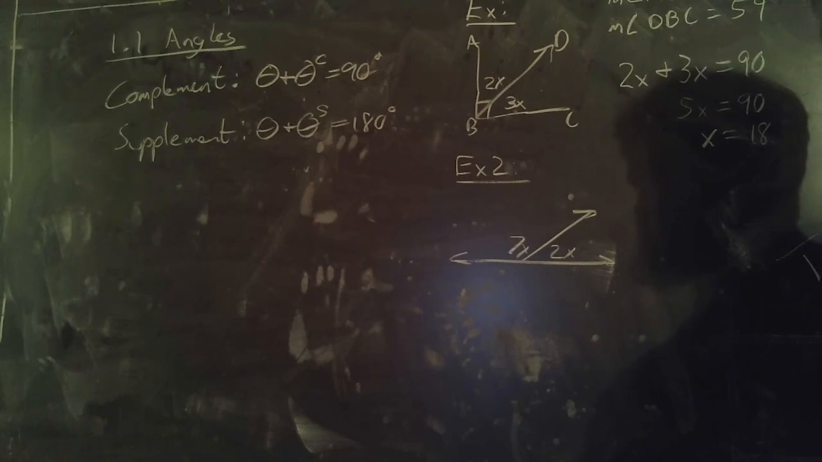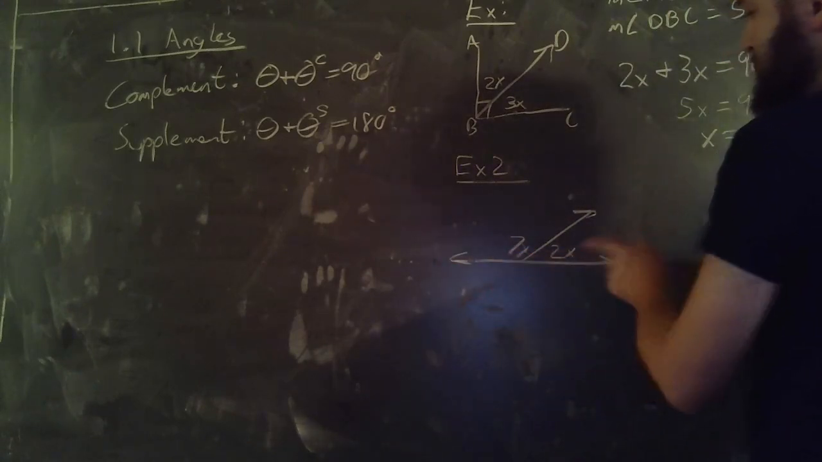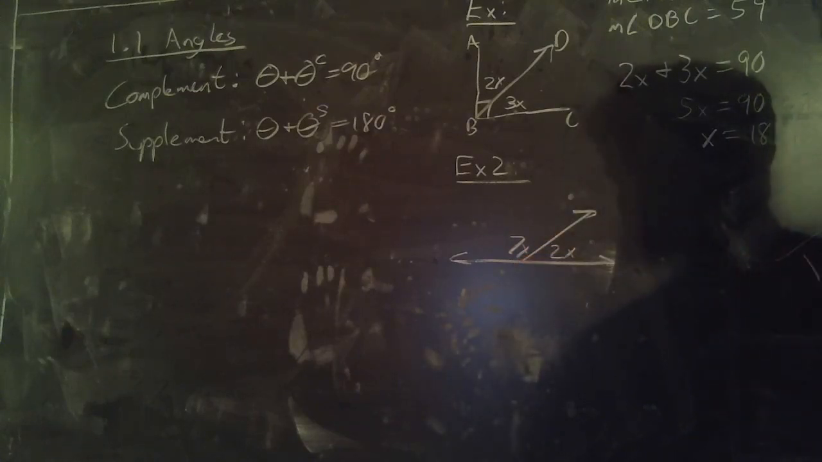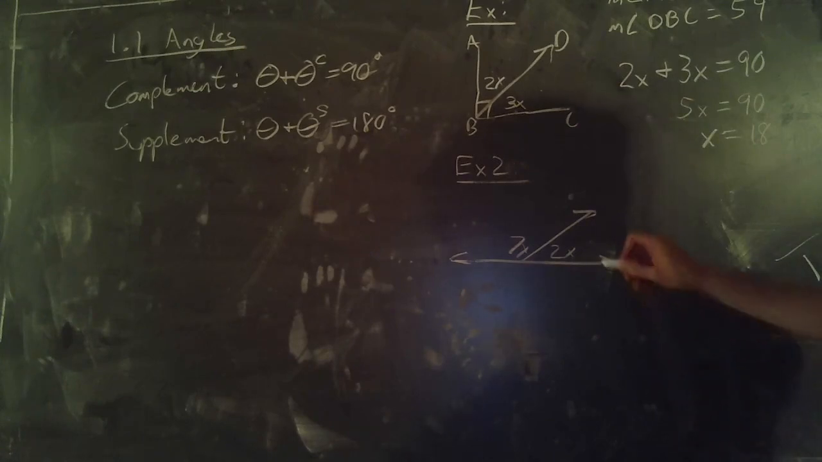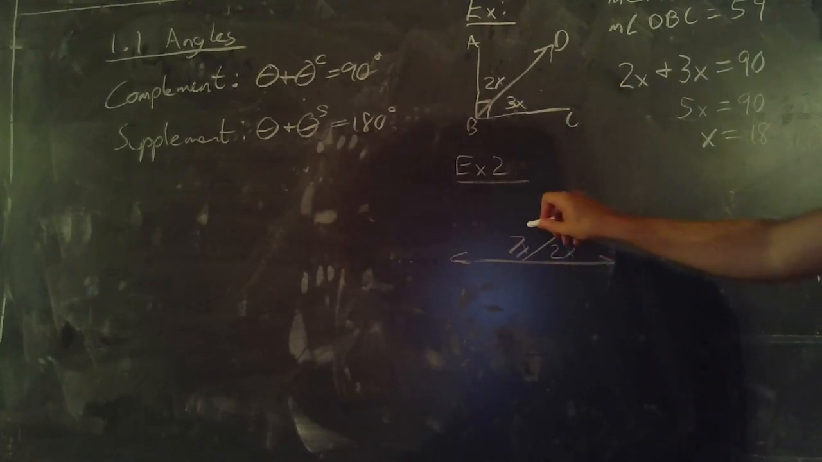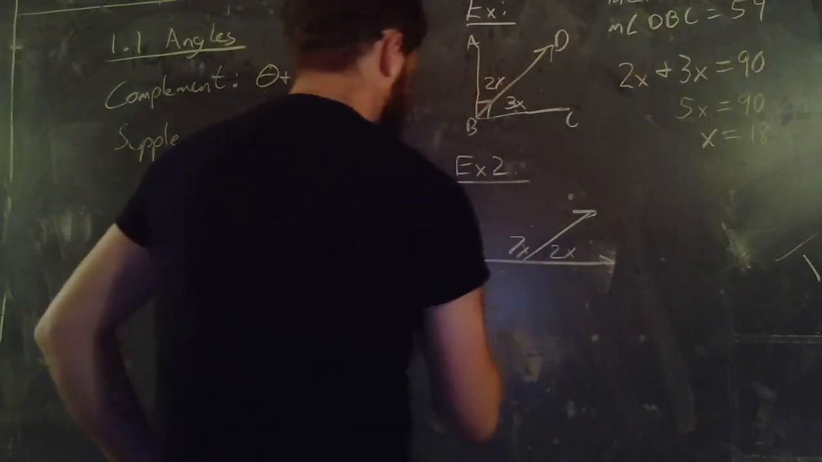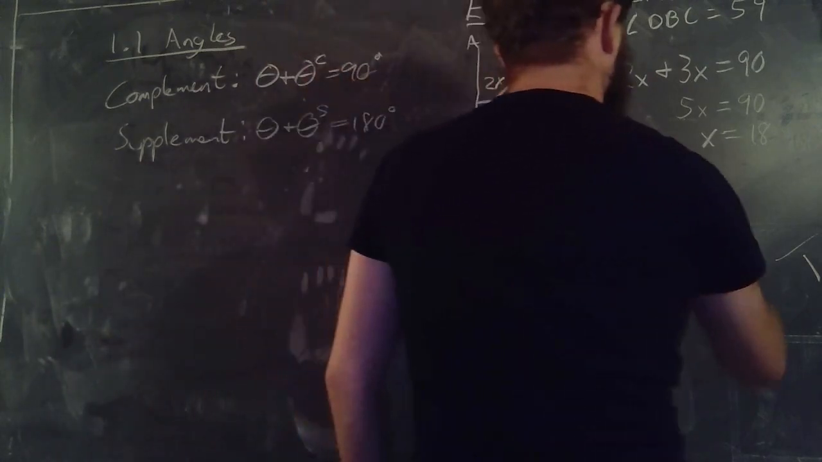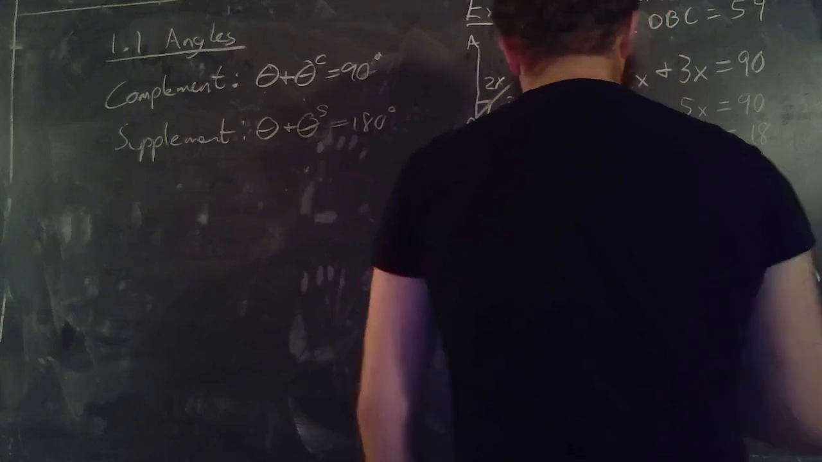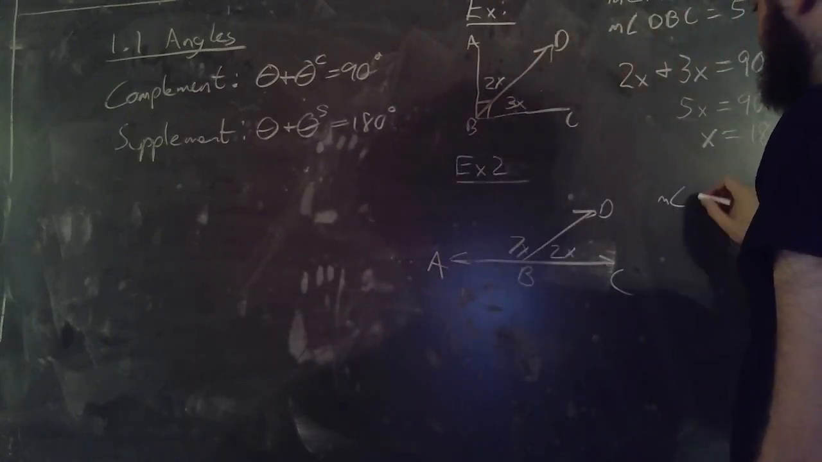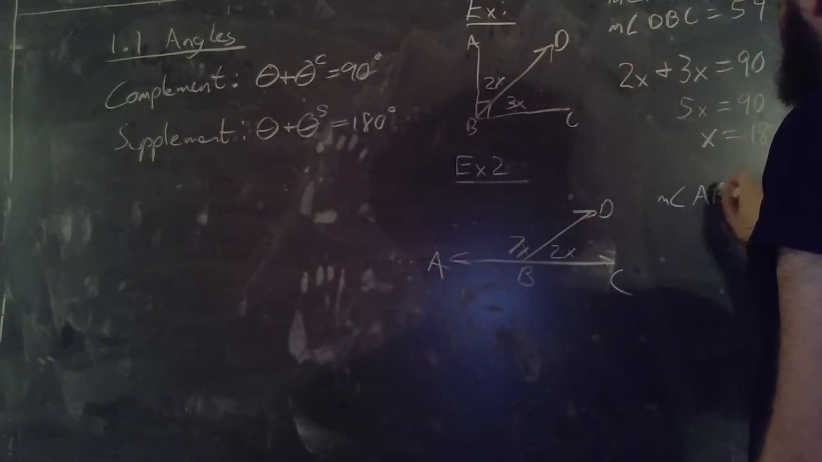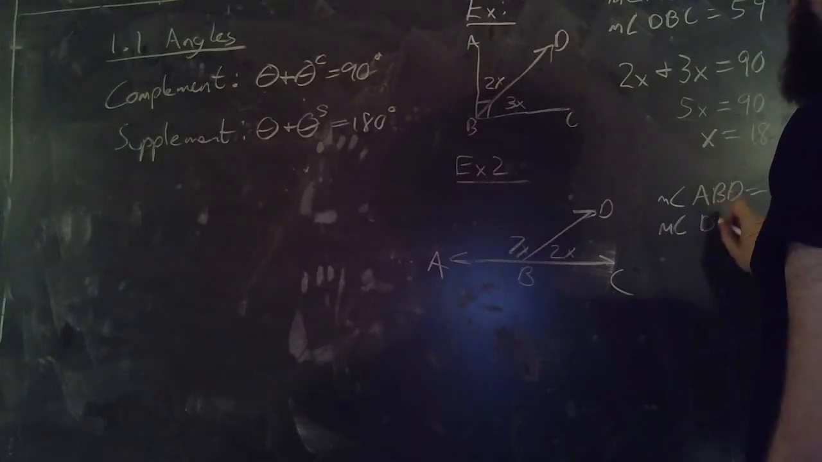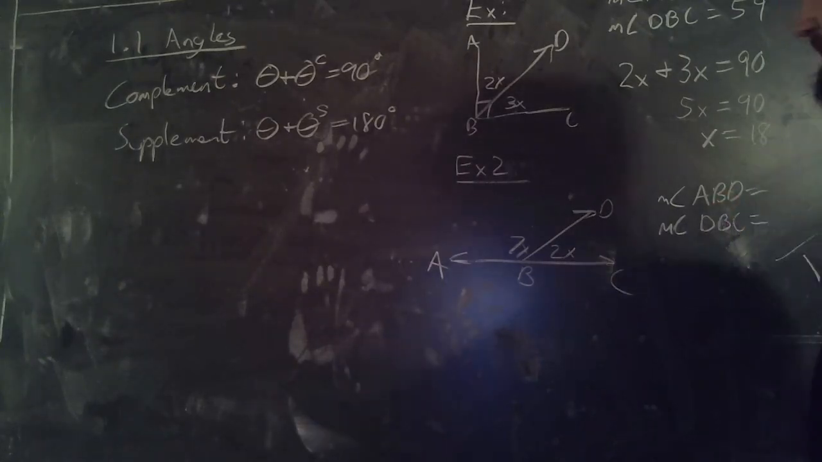In example 2, we have a straight line that has a ray fixed at a point on the straight line coming off of it. And then I have defined the angles by their measurements 2x and 7x. I could go a step further again and label these things if I wanted to. So the problem will be asking us what is the measure of angle ABD and what is the measure of angle DBC again.